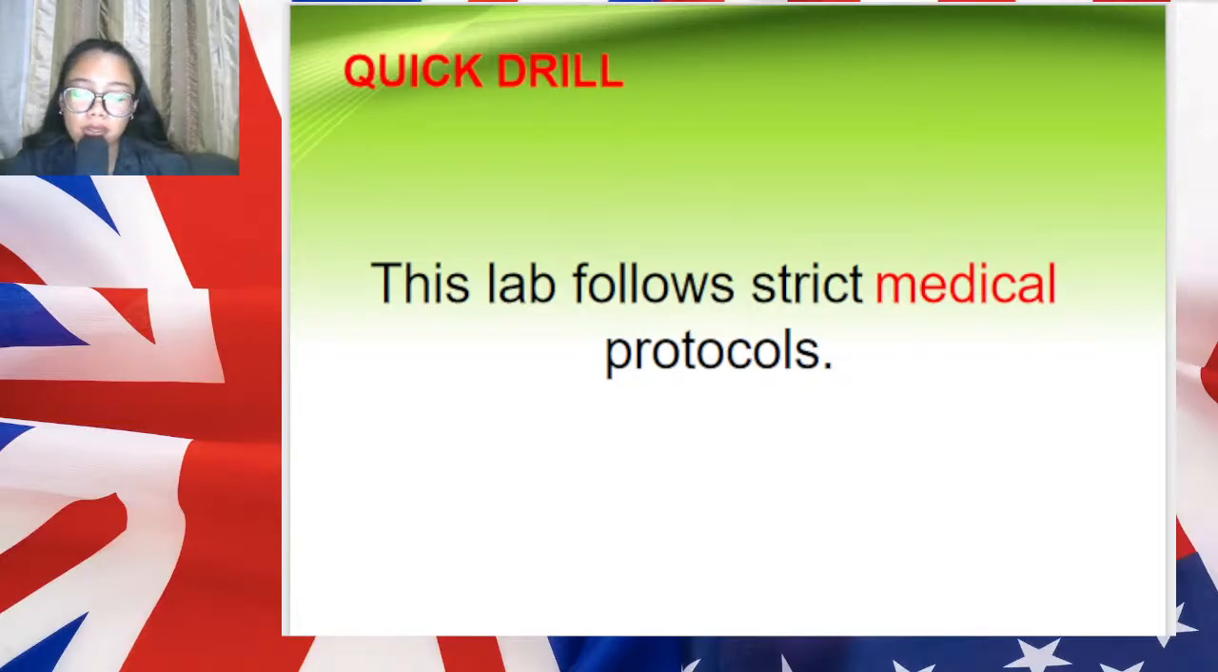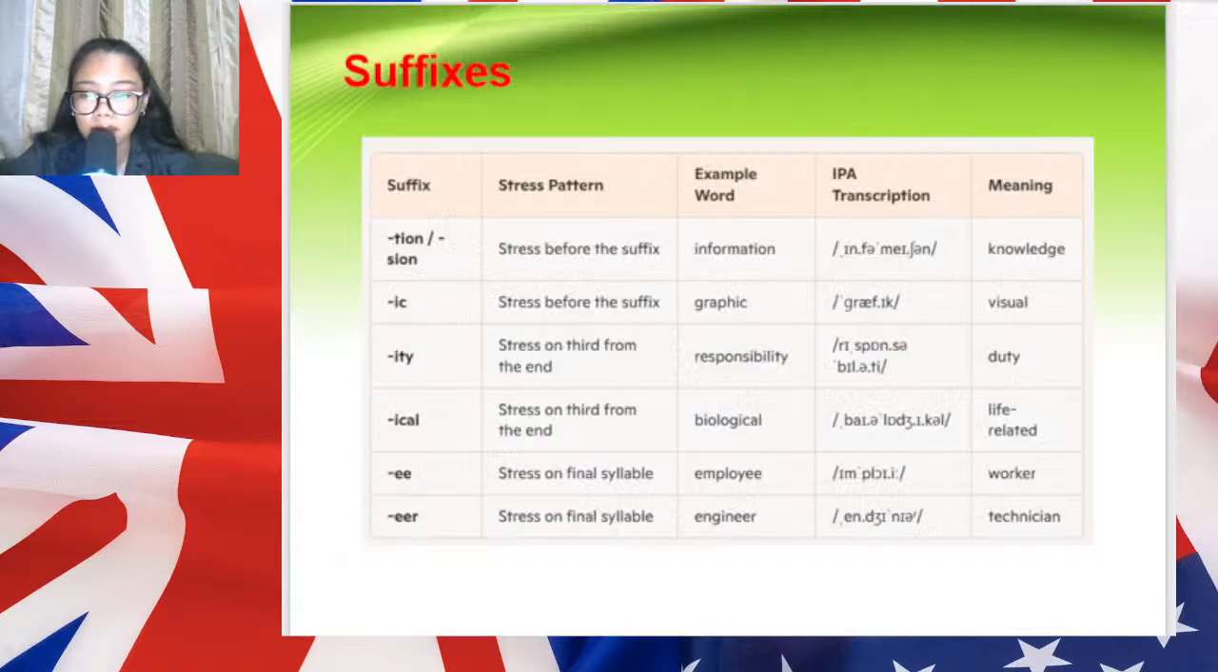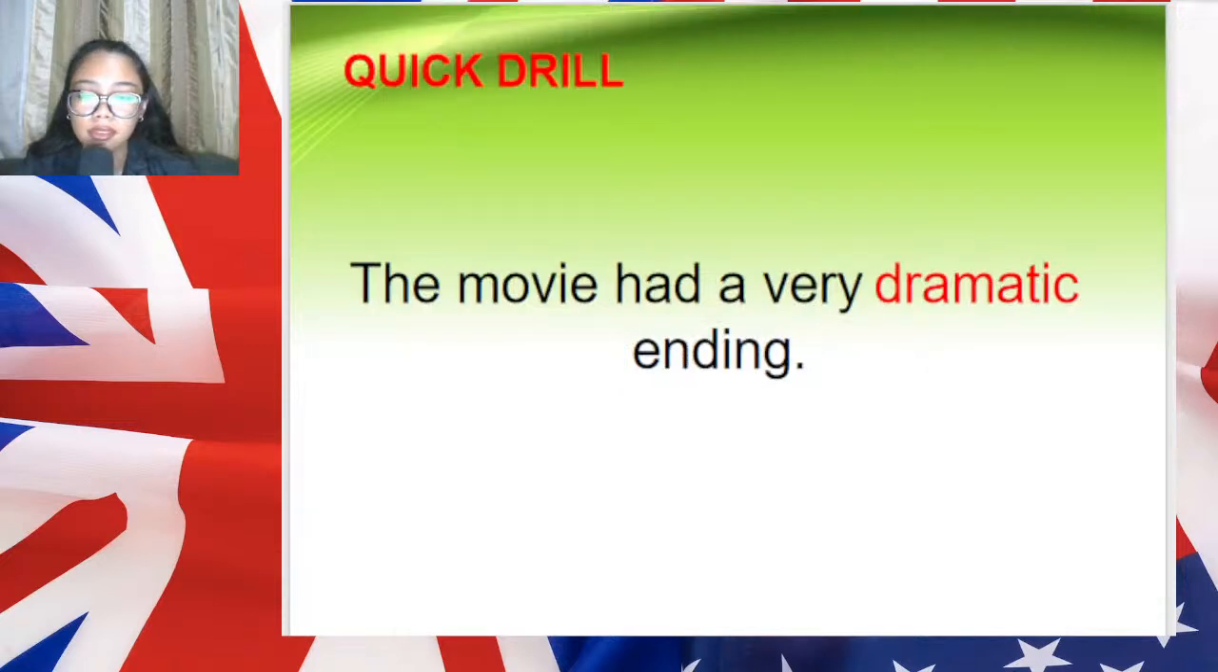Okay? Let's go back to the rule for ik. The stress is before the suffix. So the stress is before ik in realistic. Okay, listic. So lis is our stressed syllable, realistic. The energy rises right before the ending. For dramatic, the movie had a very dramatic ending. So the stressed syllable here is ma, because it's right before ik.